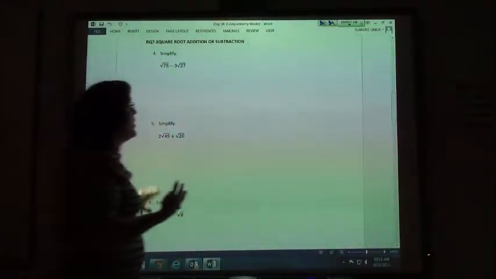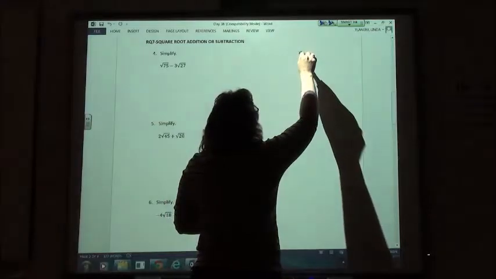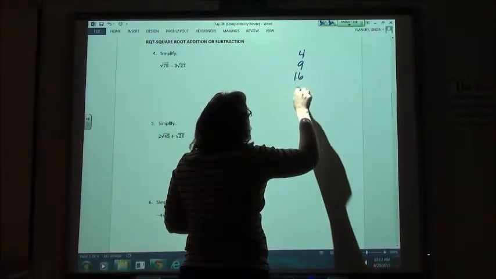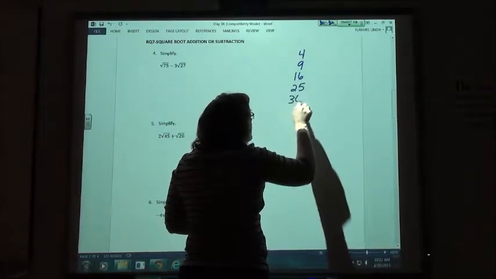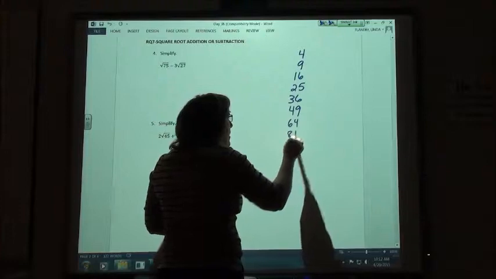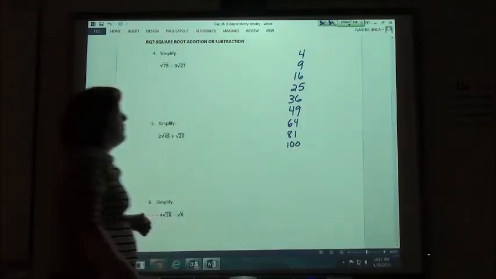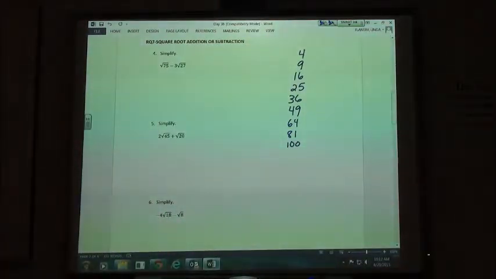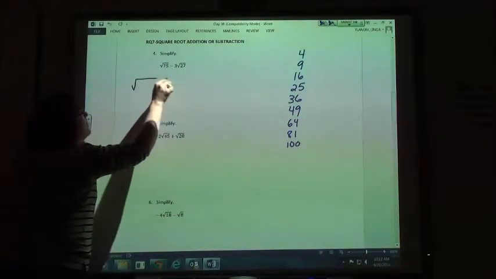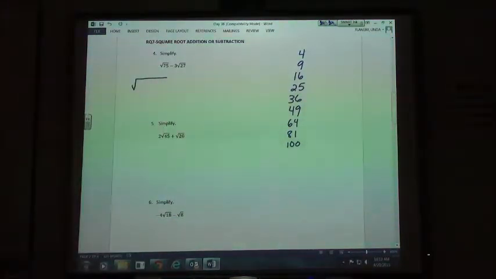So again, since we're working with square roots, we want to think about our perfect squares. 2 squared, 3 squared, 4 squared, 5 squared, 6 squared, 7 squared, 8 squared, 9 squared, and that's probably big enough. So those are the list of my perfect squares. When I'm factoring them out, I want the biggest perfect square that goes into the number. So if I'm simplifying the square root of 75, which we did on the previous page, how would I factor that?